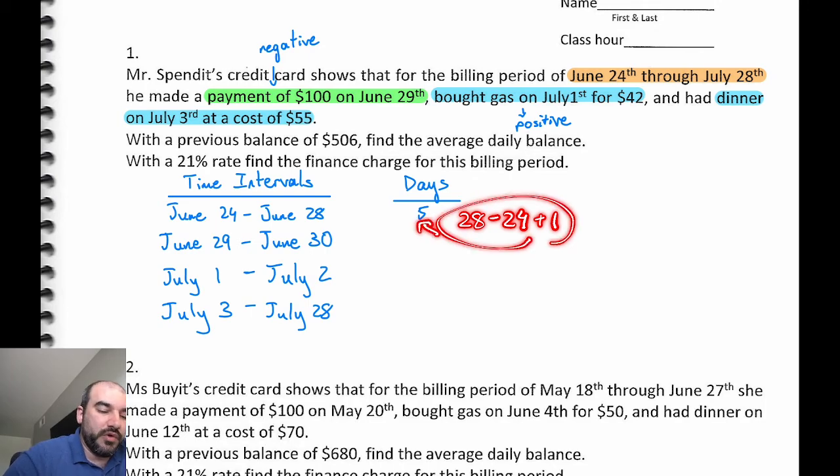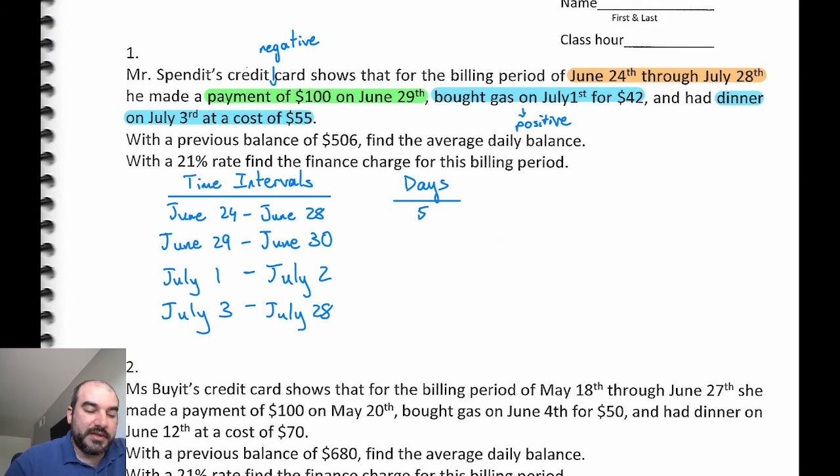So if you want to, you can still subtract the numbers, like 28 minus 3 on this last one. You just have to make sure you add that extra 1 for the last day that you are not counting. June 29, June 30, that's obviously 2 days. We can count that on our fingers. July 1st, July 2nd, that's obviously, again, 2 days, because we can count that on our fingers, right? That's 2 days.